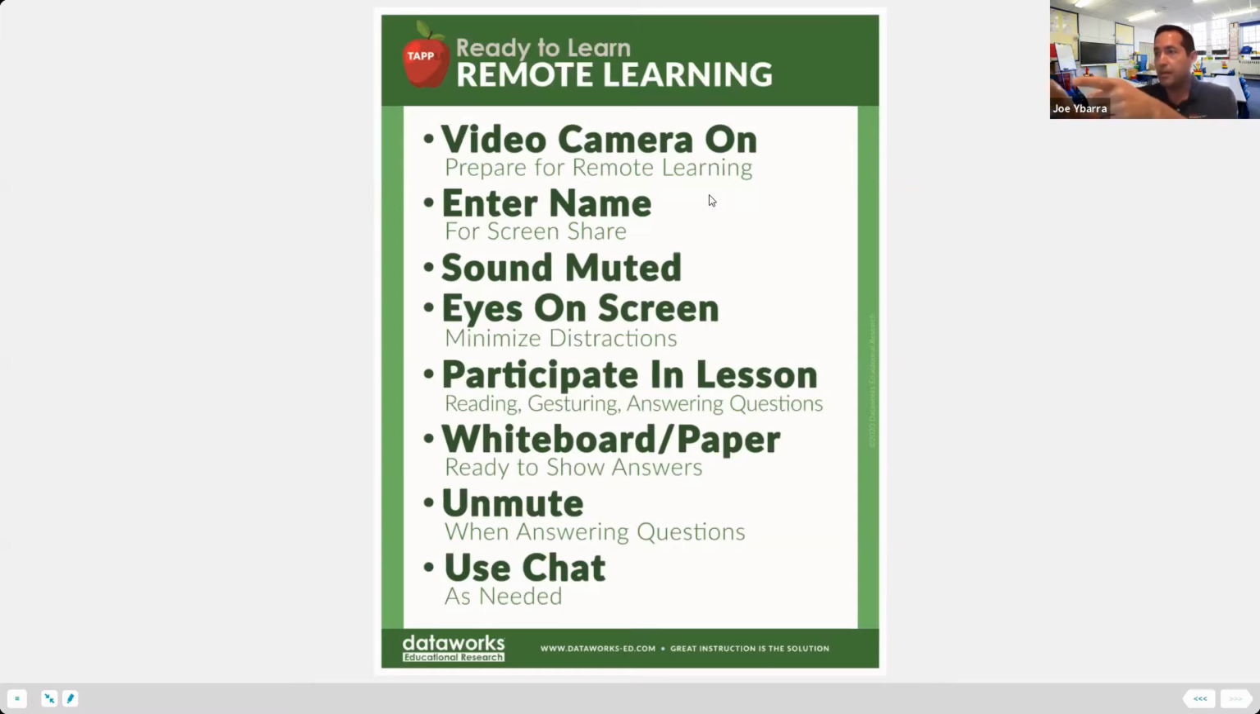So I have all my students. If you see me looking this way, it's because I'm looking at all my students. I have all their squares so I can see who's engaged and who's tracking. And then I have my lesson that I see my students focusing on. So that's video camera on, and that ensures their accountability. Enter name for screen share. We'd like their name here.